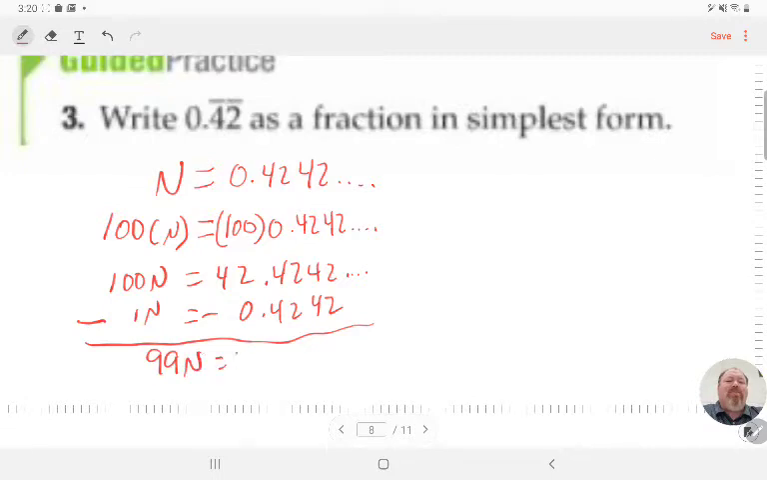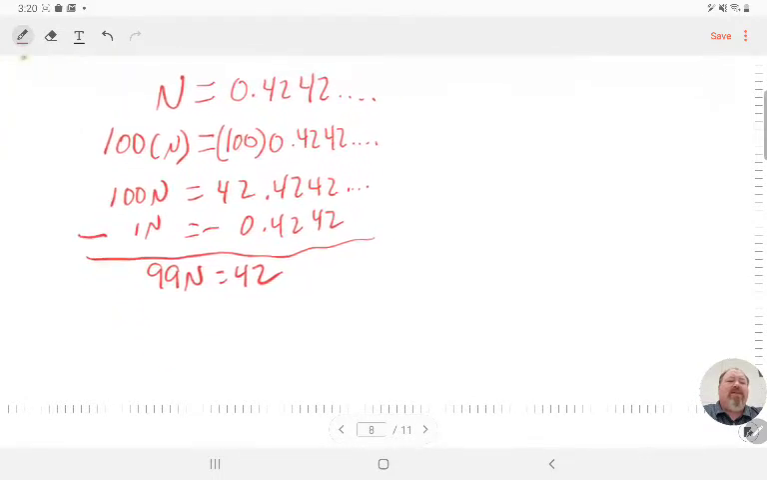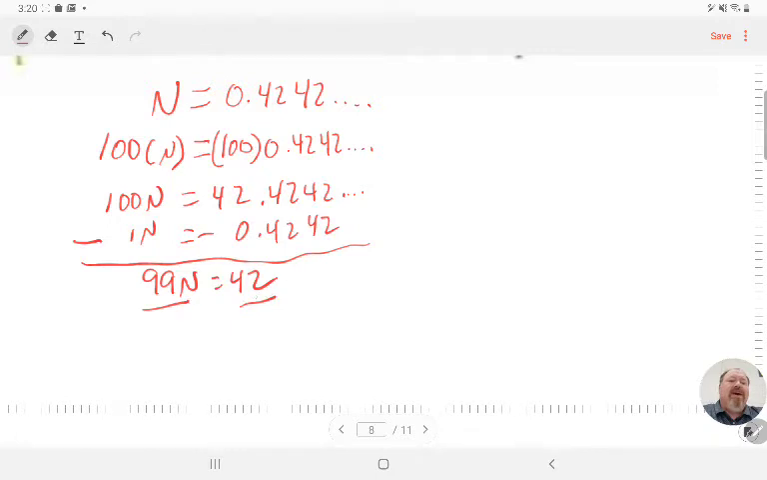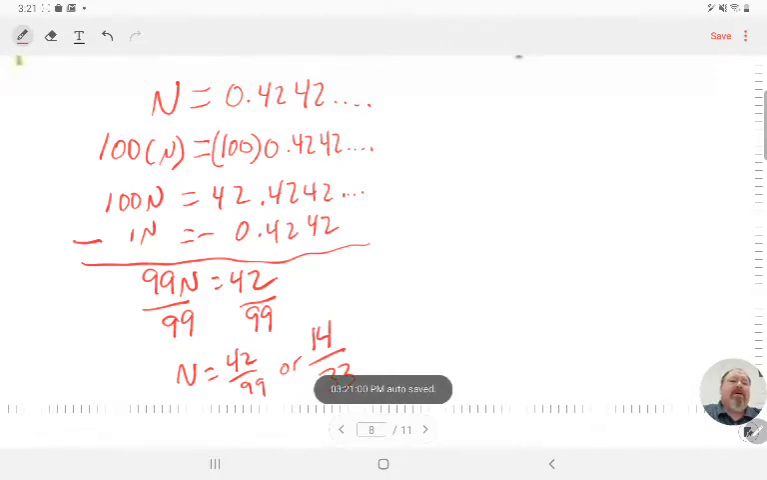That's going to give me 99n equals 42. Okay? Now I just divide both sides by 99 because 99n would be multiplication. The opposite of multiplication is division. So when we divide, we get n equals 42 over 99. We need to simplify this. And so I could simplify this by 3. And I would end up with 14 over 33 would be my answer. Okay? All right.